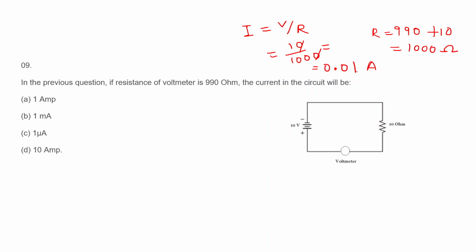But in the options we have 1 ampere, 1 milliampere, 1 microampere. If we convert this into milliampere, it will be 10, since 1 ampere is 1000 milliampere. That means it should be 10 milliampere. But again I don't see 10 milliampere in our answer. There is 1 ampere, 1 milliampere, 1 microampere, 10 ampere. I think again maybe there is some mistake in this option, because the correct answer you all can calculate and verify.